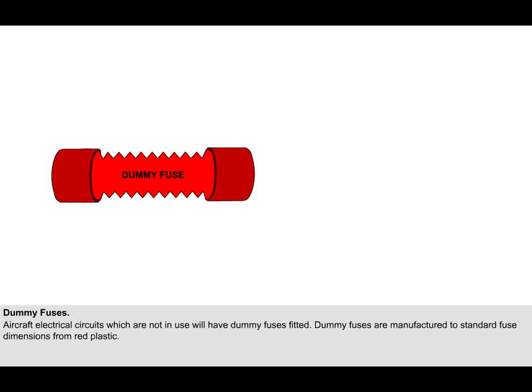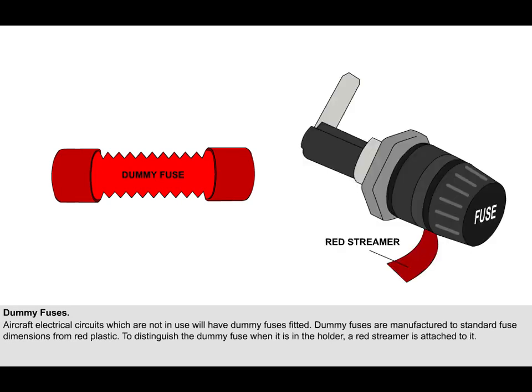If it is necessary to isolate a particular circuit by the removal of the fuse, in order that the system be made safe, or for work to be carried out, a dummy fuse or fuse holder should replace the fuse which has been removed to warn personnel not to fit a normal fuse. Dummy fuses are manufactured to standard fuse dimensions from red plastic, the centre portion being square in section with corrugated sides to facilitate identification. To distinguish the dummy fuse when it is in the holder, a red streamer is attached to it.